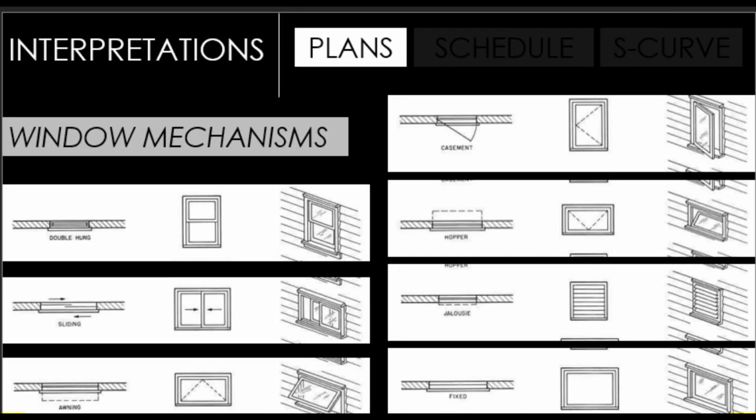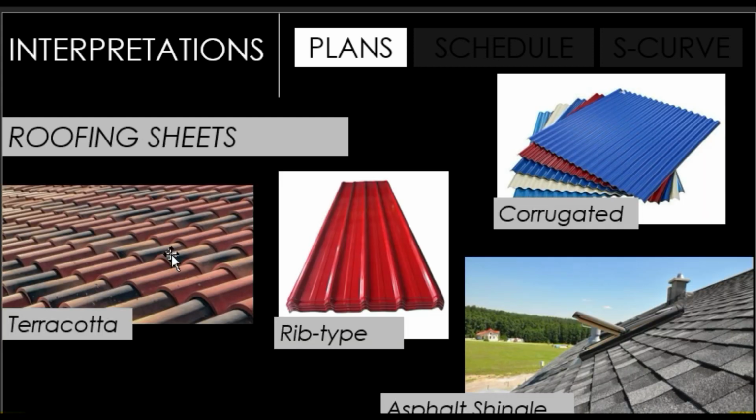For additional window details, we have different kinds of opening mechanisms. We have the double hung, sliding, awning, casement, hopper, jalousie, and fixed type. For roofing sheets, we have terracotta, the rib type, corrugated, tile shingles. Notice that the kind of window mechanism used here is called a skylight window.